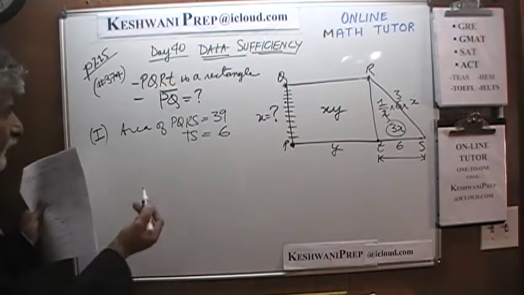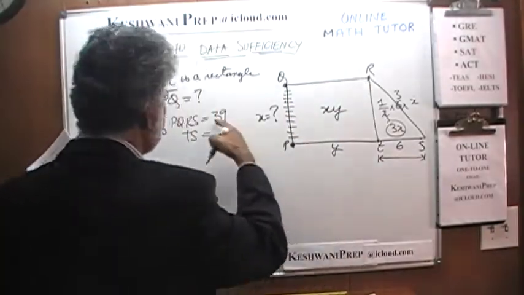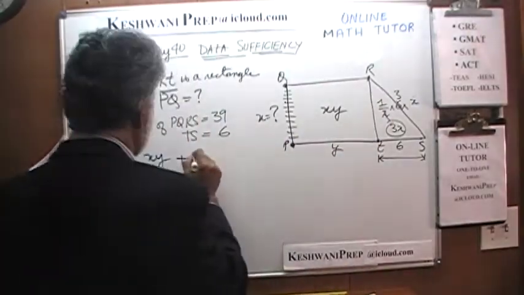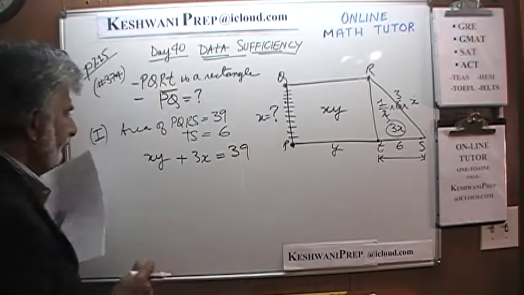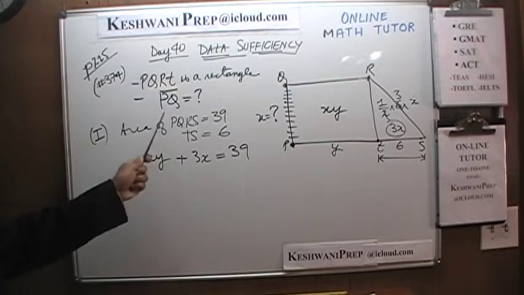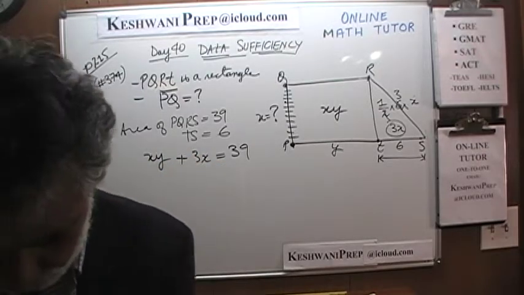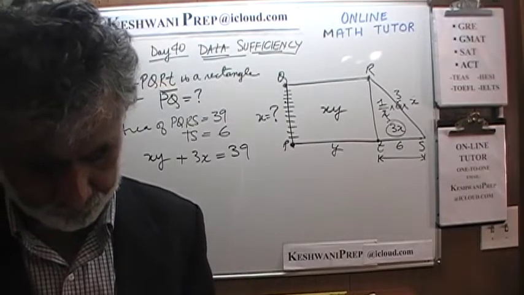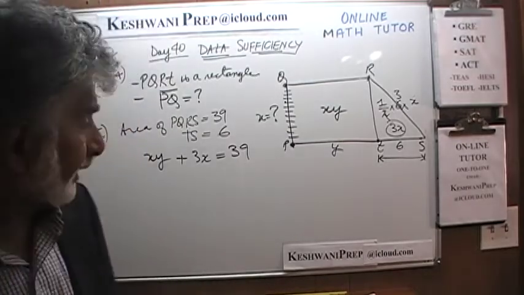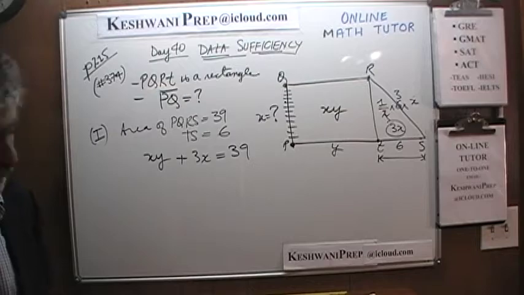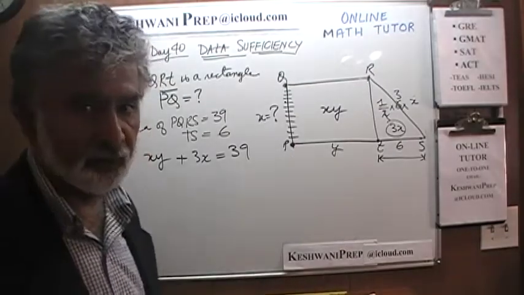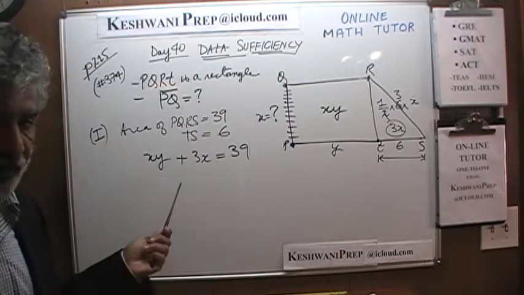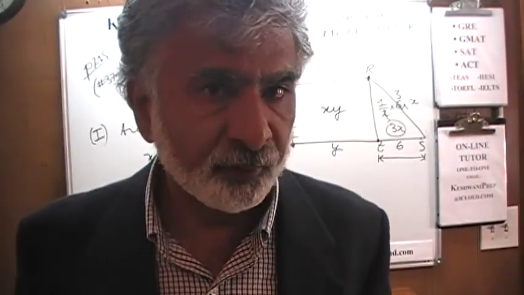So now we know, because we are told that PQRS is 39, that XY plus 3X equals 39. What we want to find out is PQ, which is X, P to Q. And we cannot find X until we know the value of Y. We don't know what Y is, what P to T is. And that's where we are stuck. Until we know the value of Y, this is not going to get us anywhere. So the first statement is not useless information, it's just not sufficient.